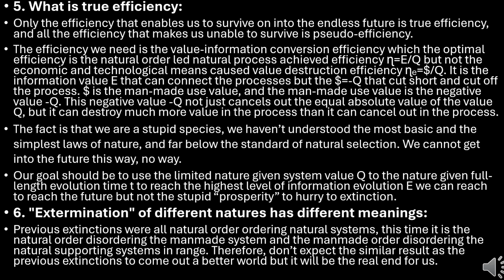Our goal should be to use the limited nature-given system value Q and the nature-given full-length evolution time T to reach the highest level of information evolution E we can reach, to reach the future, but not the stupid prosperity that hurries us to extinction. 6. Extinctions of different natures have different meanings. Previous extinctions were all natural order ordering natural systems. This time it is the natural order disordering the man-made system and the man-made order disordering the natural supporting systems in range. Therefore, don't expect a result similar to the previous extinctions, where a better world came out, but it will be the real end for us.